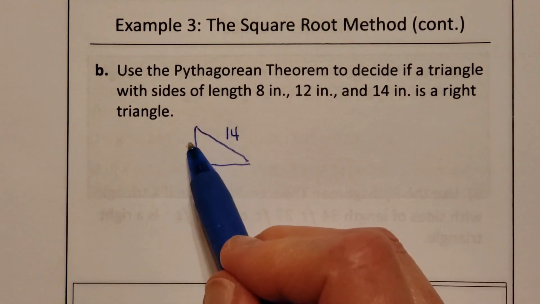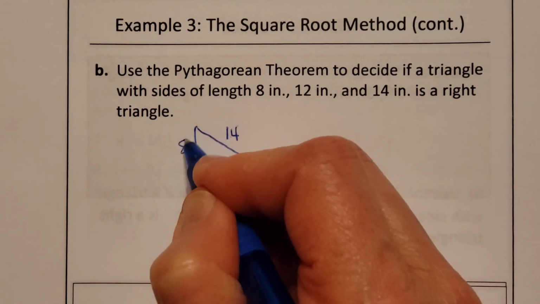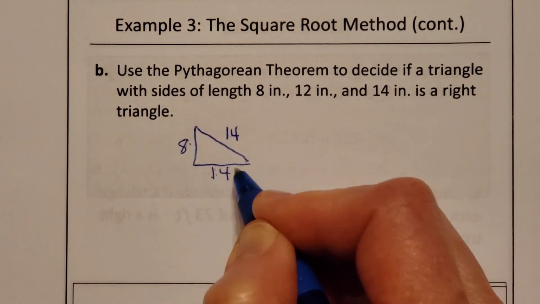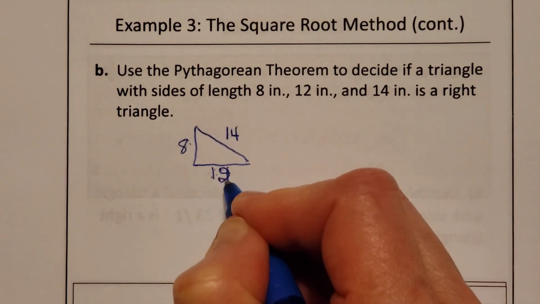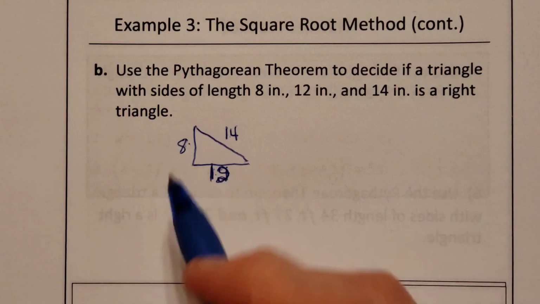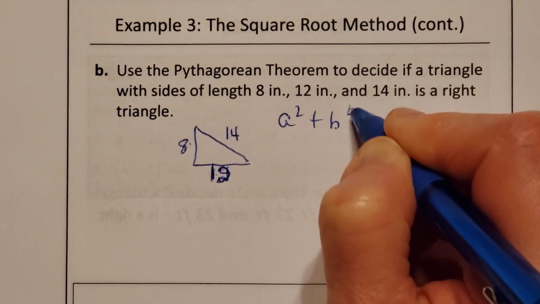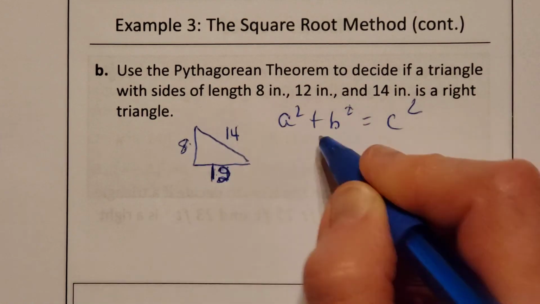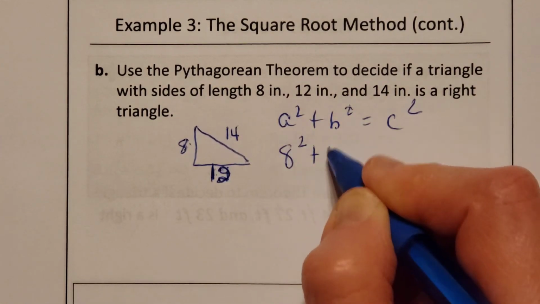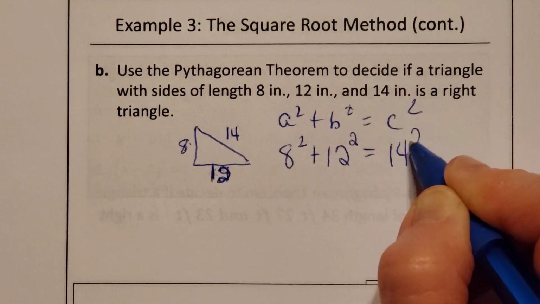Now these, I could put 8 here or 14 here and vice versa. A and B aren't that particular. Whoops, should be a 12. But C must be the longest length. Okay, so these are A and B. So A squared plus B squared must equal C squared. So I'm going to let 8 be A, 12 be B, and 14 is C.